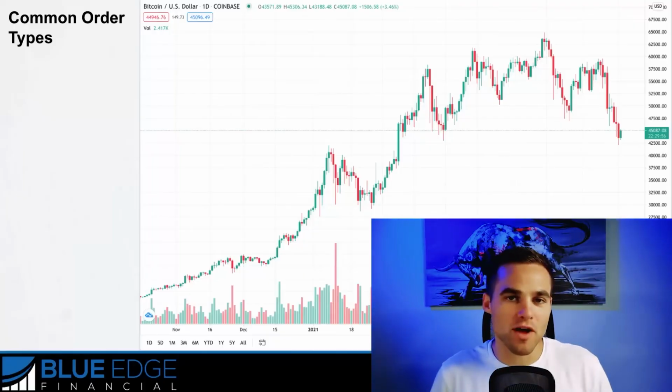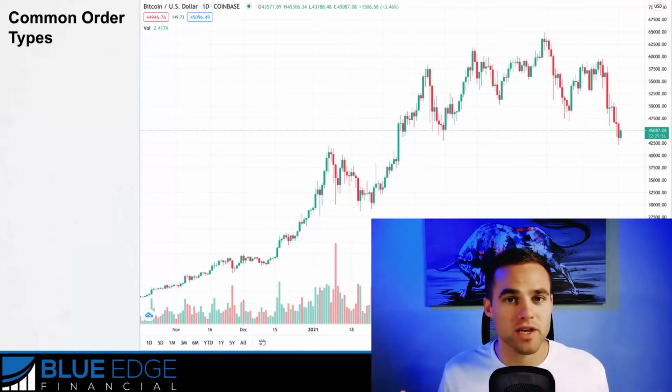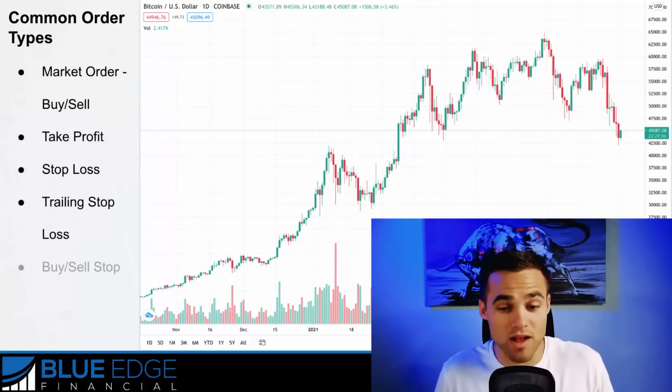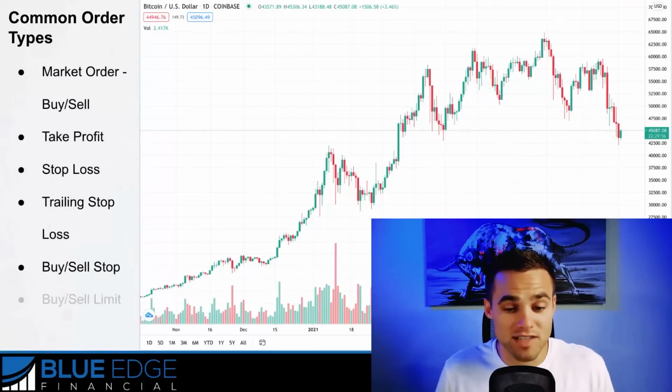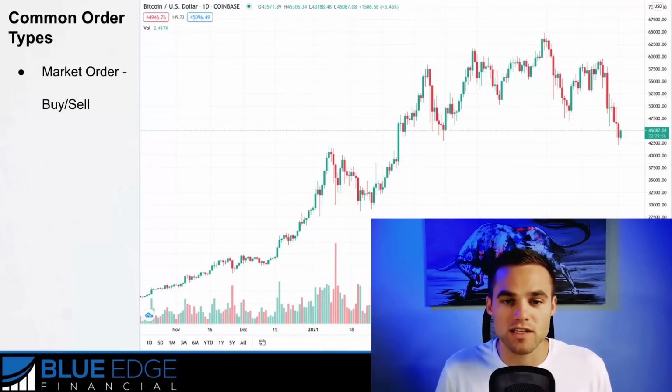So now we're going to talk about the most common order types. Now, what does this actually mean? This means that when you're going to actually place your trade, say you want to buy Bitcoin or you want to sell Ethereum, there's different types of orders that you can make in order to execute it. I know this may sound a little bit confusing, but I'll make it really simple, okay? So there's market orders, there's take profits, there's stop losses, there's trailing stop losses, there's buy and sell stops, and there's limit orders, okay? So let's get into what each one of these means.